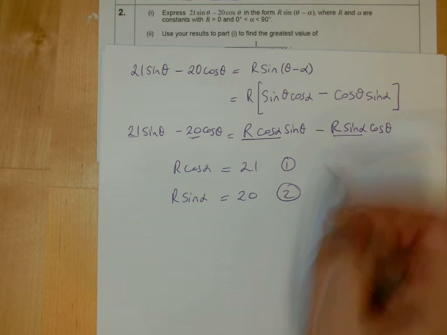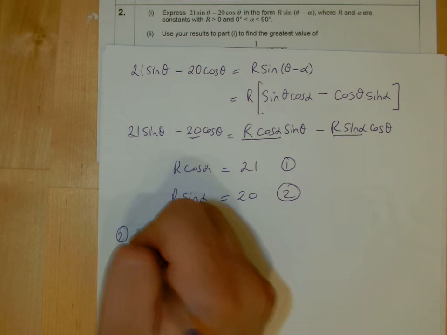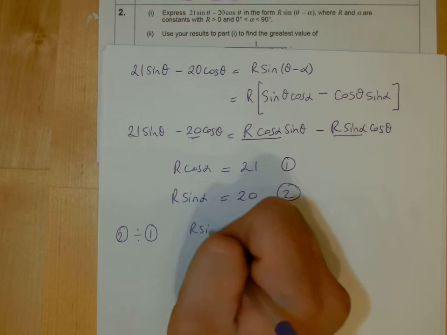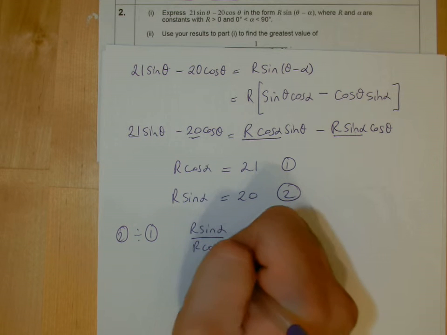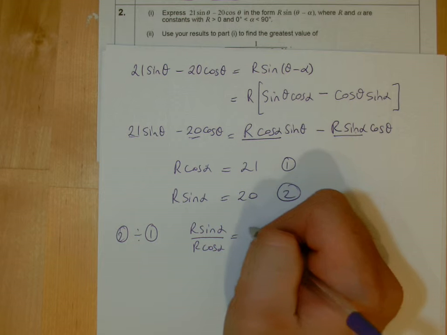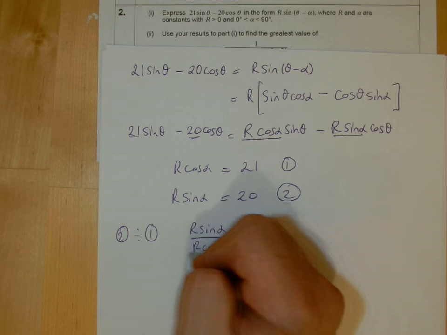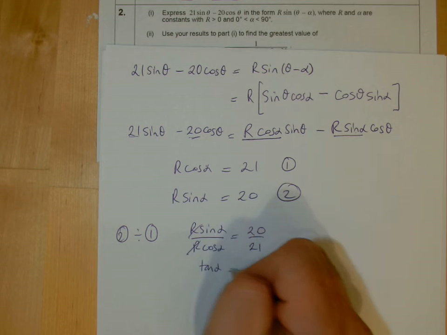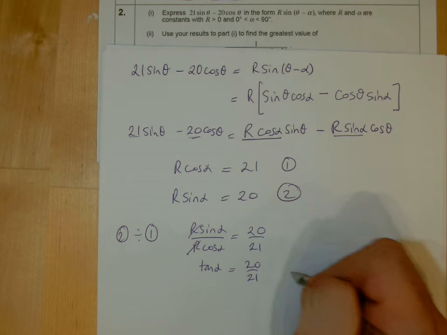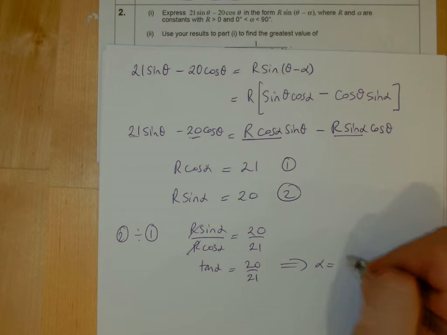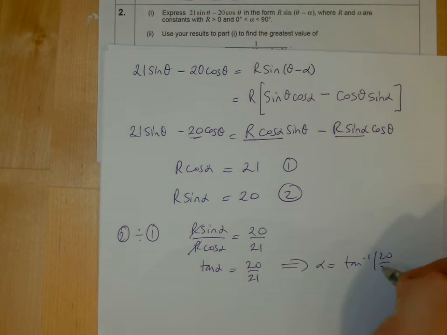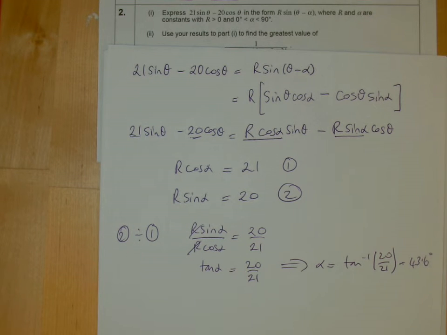Equation 2. So then, just like before, we do 2 divided by 1. So r sine alpha divided by r cos alpha will be 20 divided by 21. The r's will cancel, so I get tan alpha equals 20 divided by 21. So that implies alpha will be tan to the minus 1 of 20 divided by 21. So we get an answer of 43.6 degrees. Okay, so we've got our alpha.